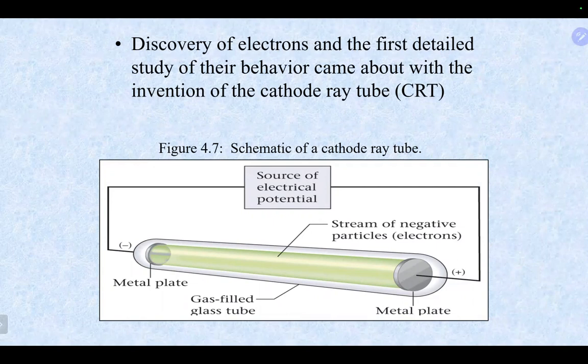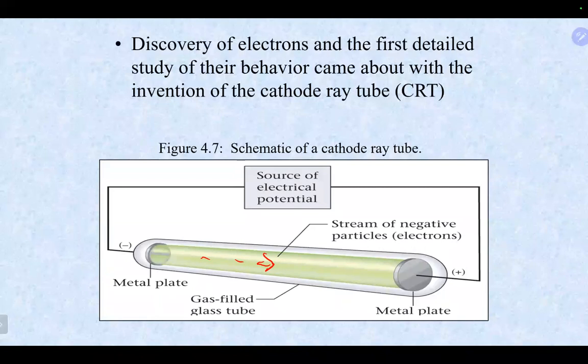A cathode ray tube is what is pictured there. They produce a stream of negatively charged particles. Remember that in chemistry, opposites attract. So negatively charged things would be attracted to positively charged things. And things of the same charge are repelled by each other. They're not attracted to one another.